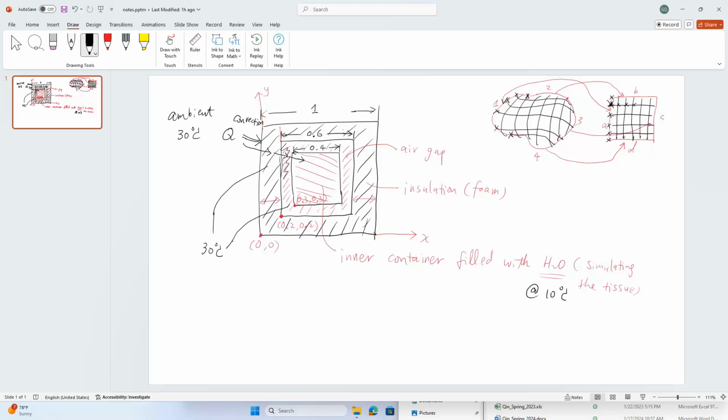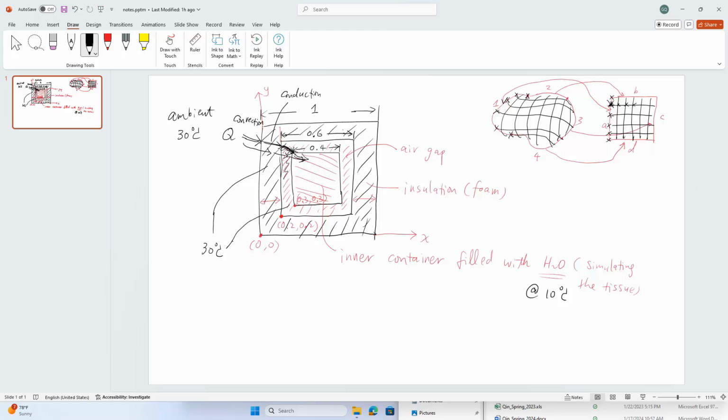Then the heat flows through this insulation layer in the mode of conduction, right? Because this insulation layer is a piece of solid. It does not move. It does not have any flows. So convection cannot exist. Instead, thermal conduction is the major mode of the heat transfer. Then the heat goes across this air gap layer in the form of convection. Then it gets into this water again in the form of convection.